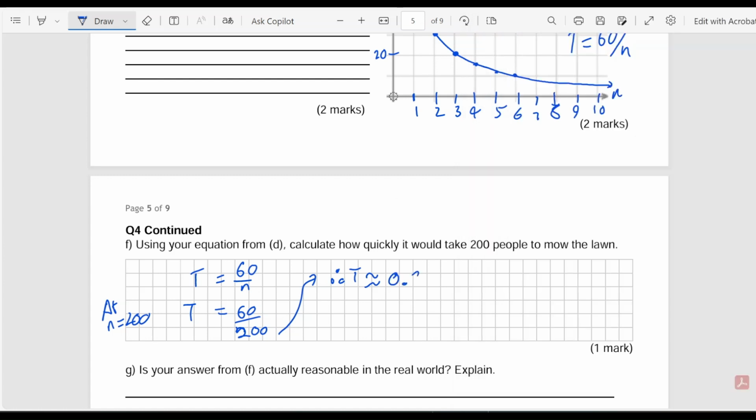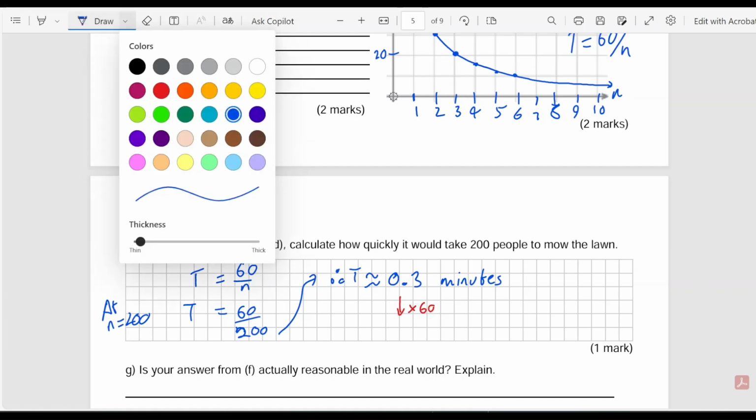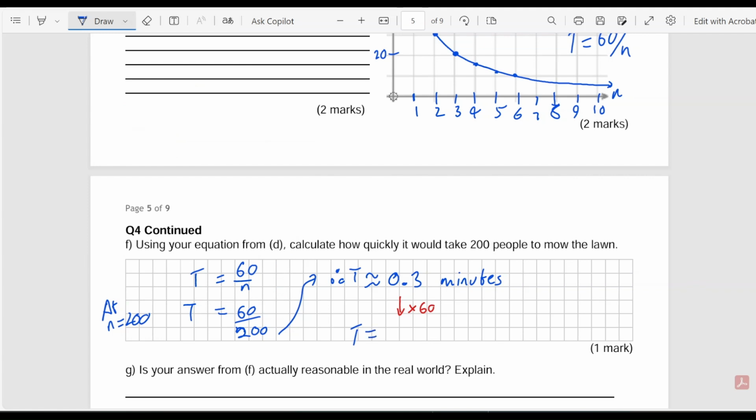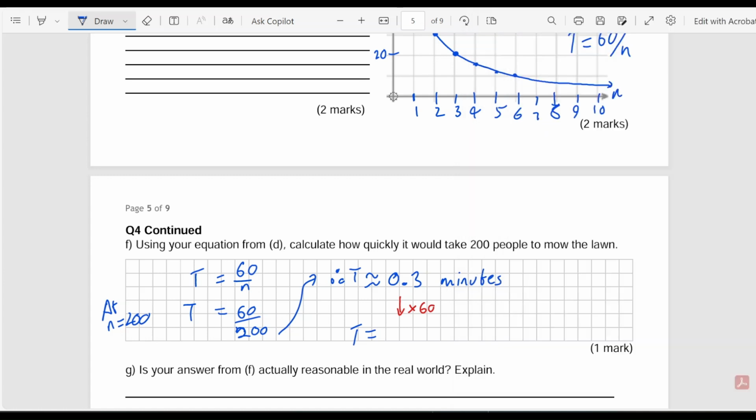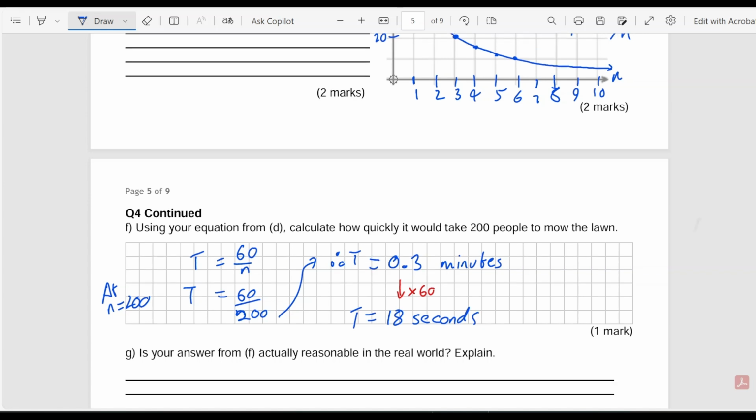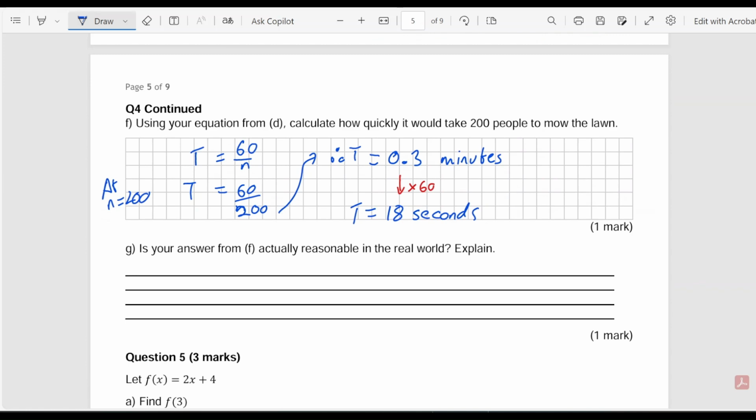So 0.3 minutes. Now, if you want to get very fancy, then you can actually convert this to seconds. And there are 60 seconds in a minute, so I've got to times it by 60. T is 0.3 times by 60. So 18 seconds. Now, usually we'd use an approximate if I rounded, but I didn't actually round in that case. It is exactly 0.3.